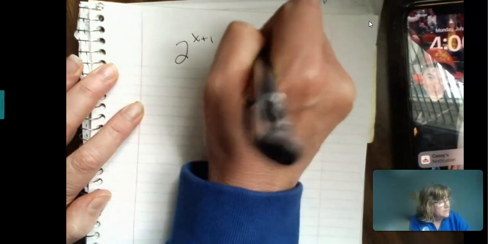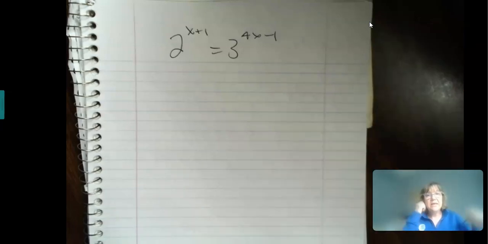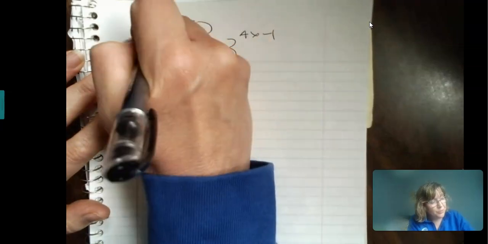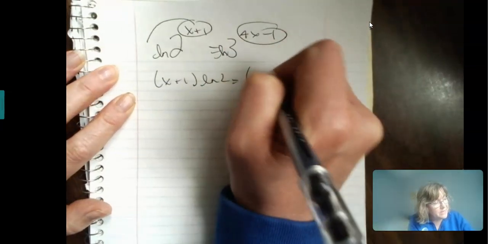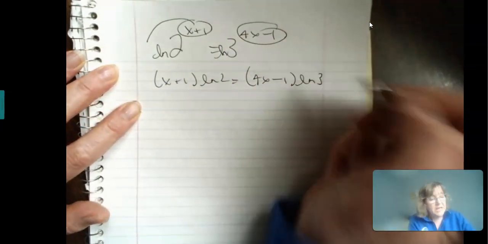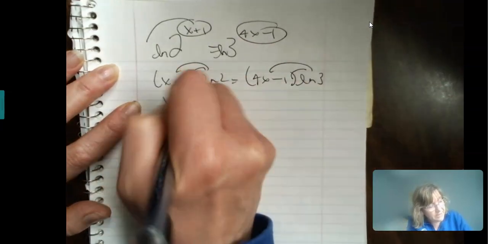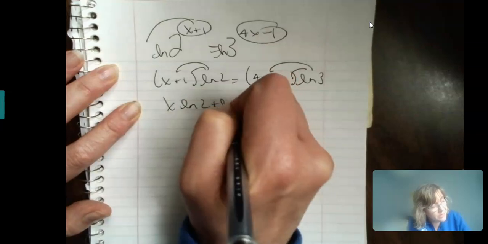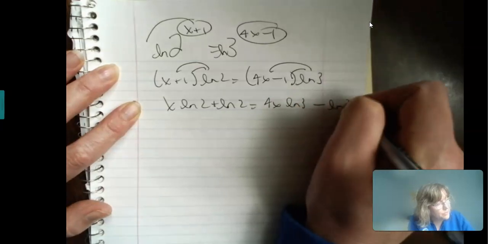Double exponential. So you have something that looks like this. They don't have the same base. So you're like, okay, I need to do a double log. And we usually use natural log. You could use the other one too, and then you bring this down. Again, order of op matters. You need parentheses there. Then you distribute. So you get x ln 2 plus ln 2, and then you get 4x ln 3 minus ln 3.